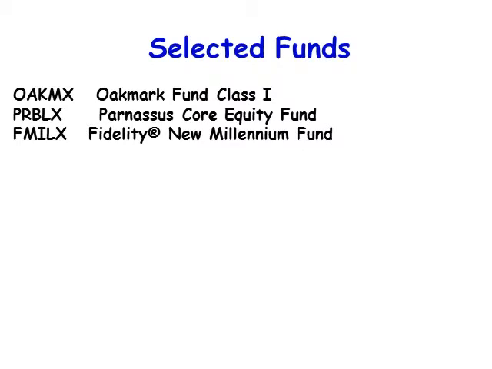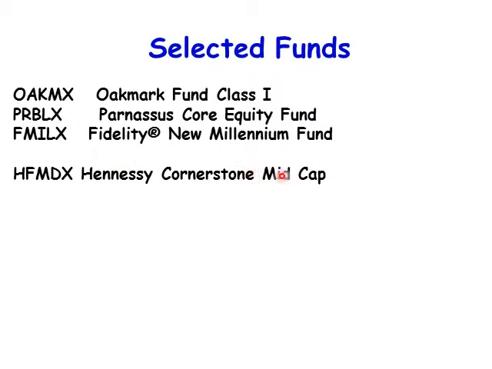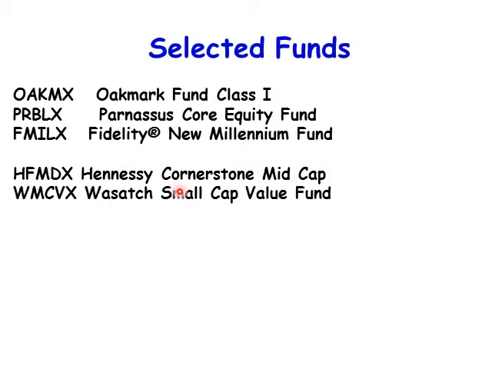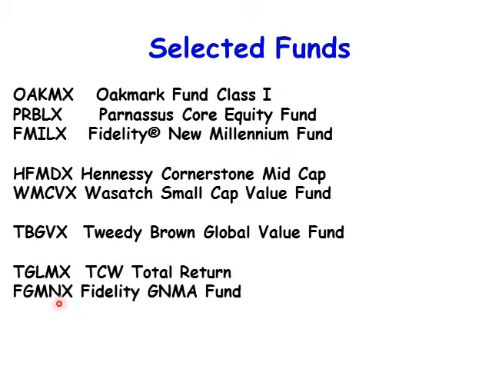Now the selected funds so far are, we got the multi funds, and these are my funds. Oakmark Fund, Parnassus Core Equity Fund, Fidelity New Millennium Fund, Hennessy Cornerstone Mid Cap, Wasatch Small Cap Value Fund, Tweedy Browne. So we have this one in large cap, that's mid cap, this small cap. This is my international fund. And this is my bond fund: TGLMX, DoubleLine Total Return, and Fidelity GNMA fund. Okay. Let's continue.